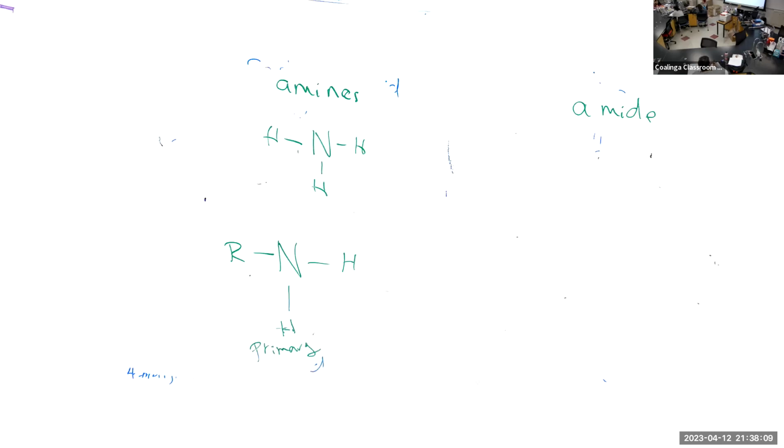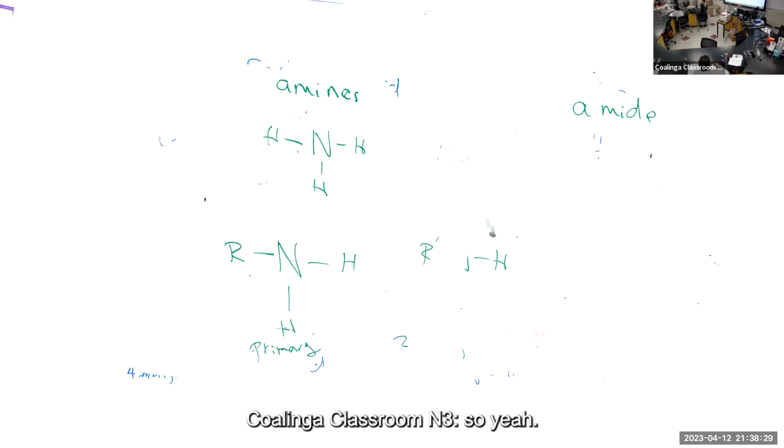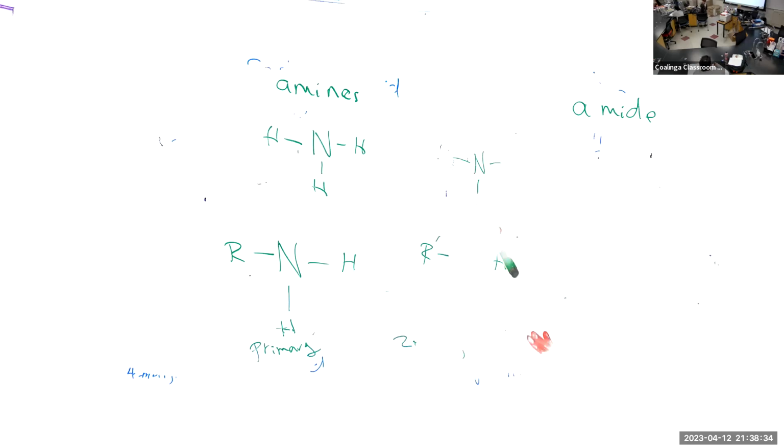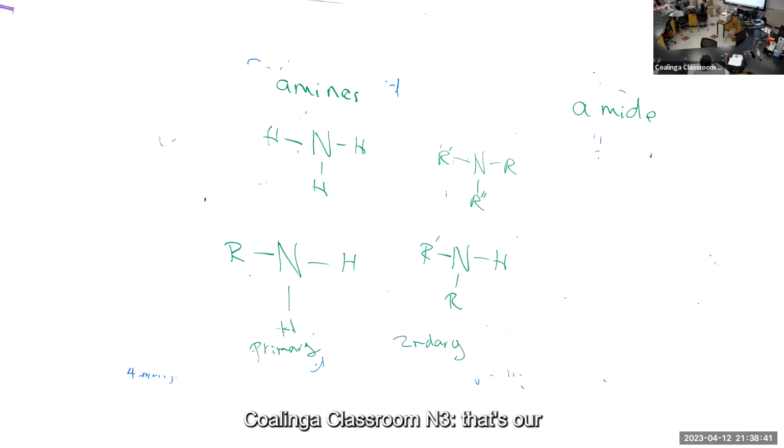Secondary means that we have two hydrocarbons, R and R prime, and then we have a tertiary amine, which means that we have three hydrocarbons attached to the nitrogen. The R represents the hydrocarbon. So let me give you guys examples.